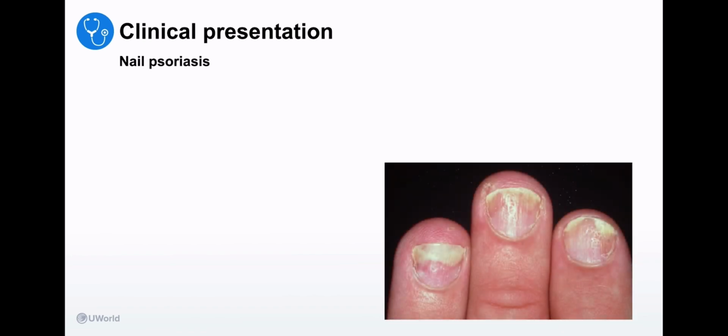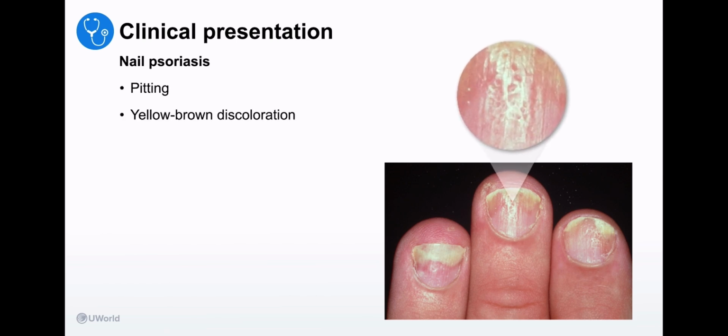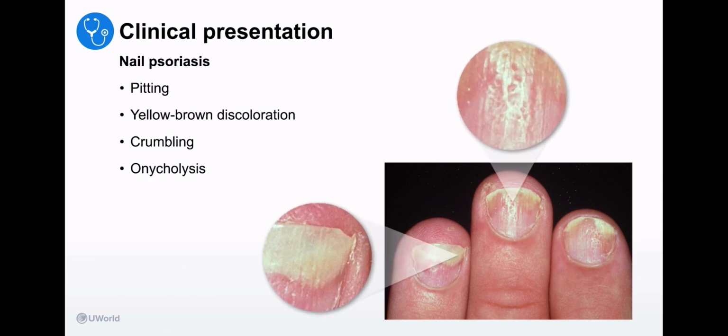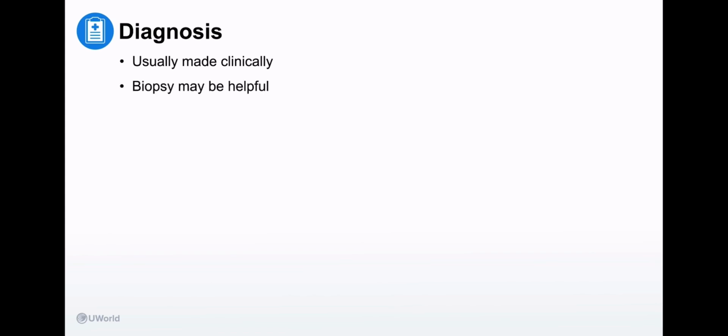Some patients also present with nail changes due to involvement of the nail matrix or nail bed. Findings may include pitting, yellow-brown discoloration, crumbling, or onycholysis, which is when the nail plate separates from the bed. The diagnosis can usually be made clinically, but in difficult cases, a biopsy of the plaque can be helpful.